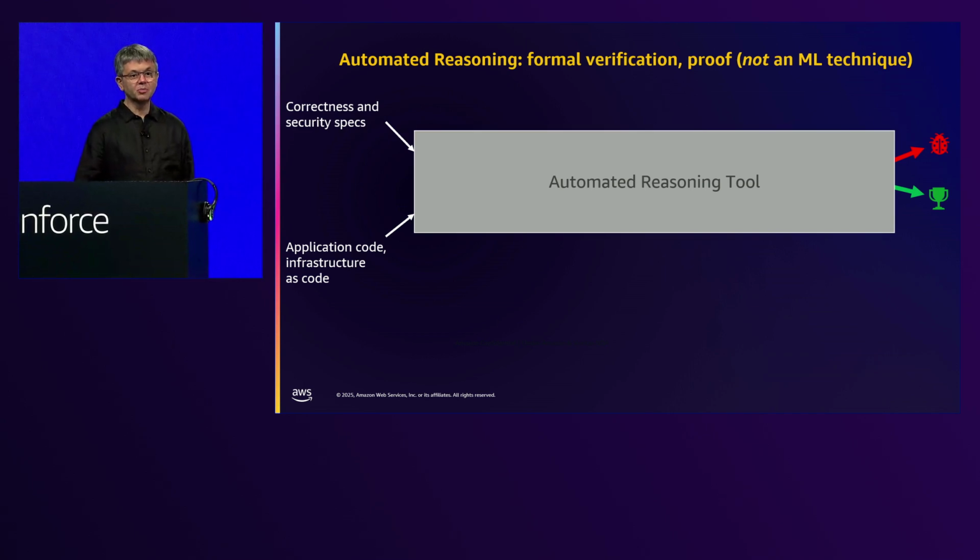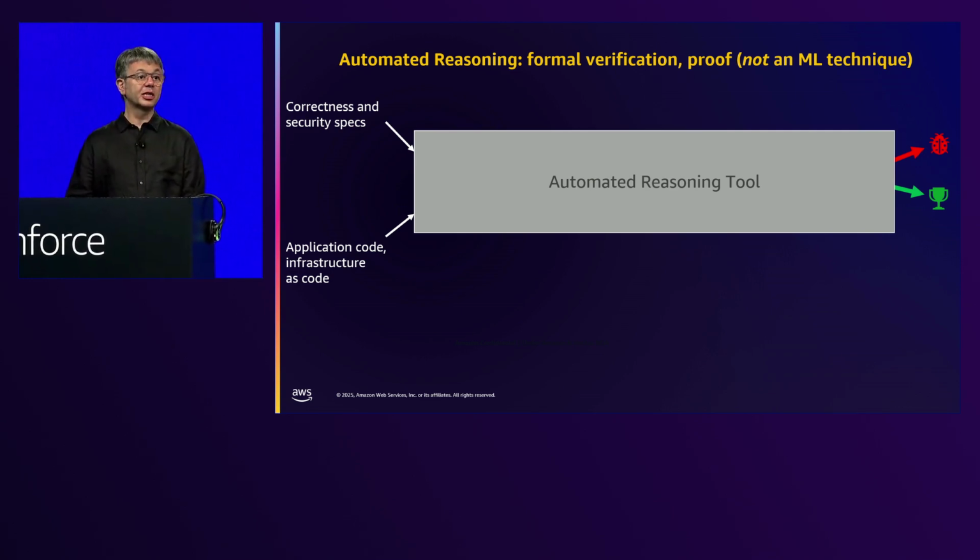Now, first, let me disambiguate this use of the word reasoning, automated reasoning. In the machine learning world, there are quite a few techniques with the word reasoning in them. Those are not what I'm talking about. I'm talking about a field also known as formal verification that has been around for many decades, that has been used extensively for hardware and software functionality and performance verification.